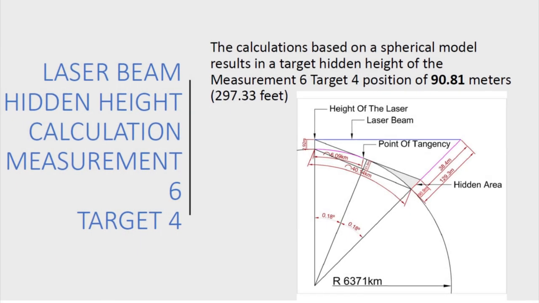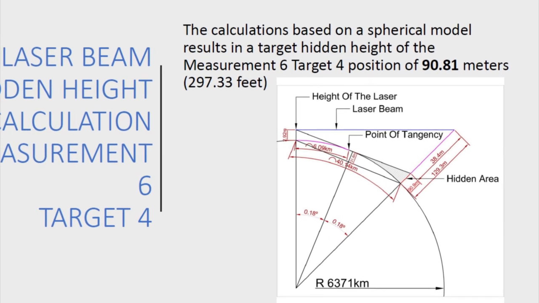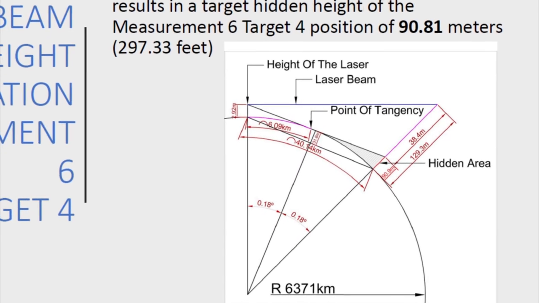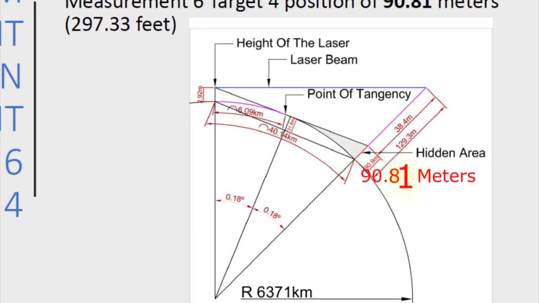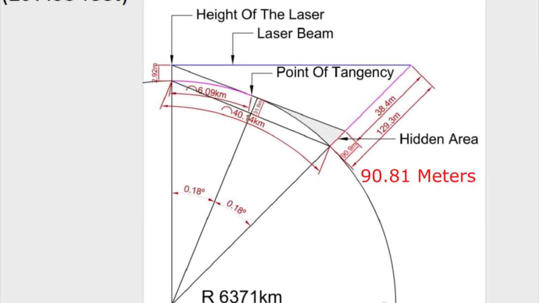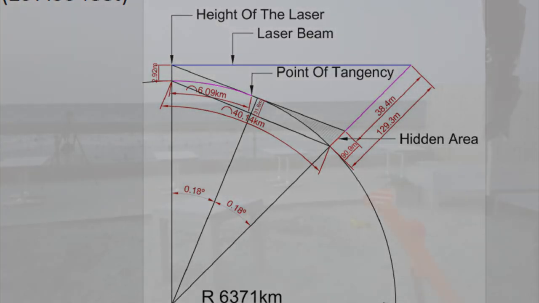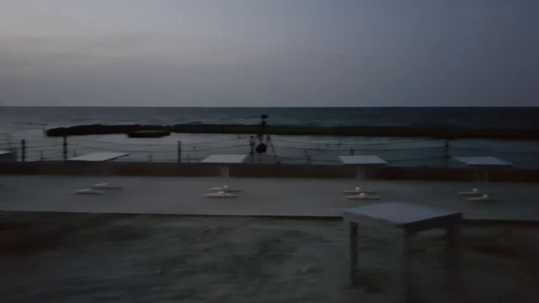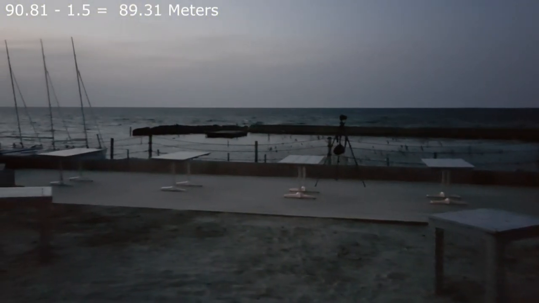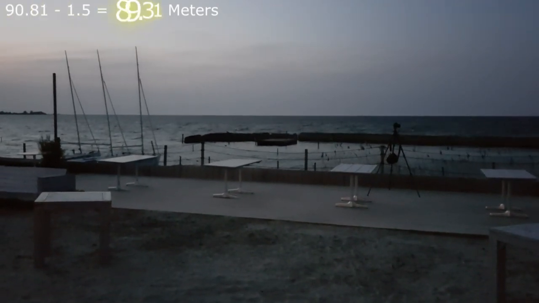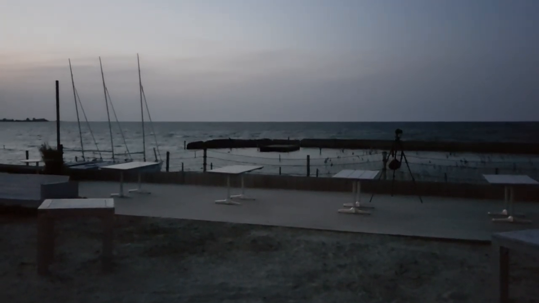The 40.14 kilometer calculations based upon the WGS-84 geoid model resulted in a target hidden height of 90.81 meters or 297.33 feet for measurement 6, Lake Isil, target 4 location. The WGS-84 mathematical construct differed by 89.31 meters in this measurement, which meant 98% of the target hidden height was visible.